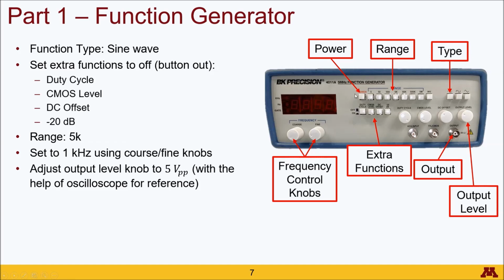One of the downsides to the function generator is it doesn't tell you what the amplitude of the signal is, and so you'll use the output level knob to adjust this, but you'll need the oscilloscope to reference that, and you'll want to plug into this output port in order to send that signal to the oscilloscope.